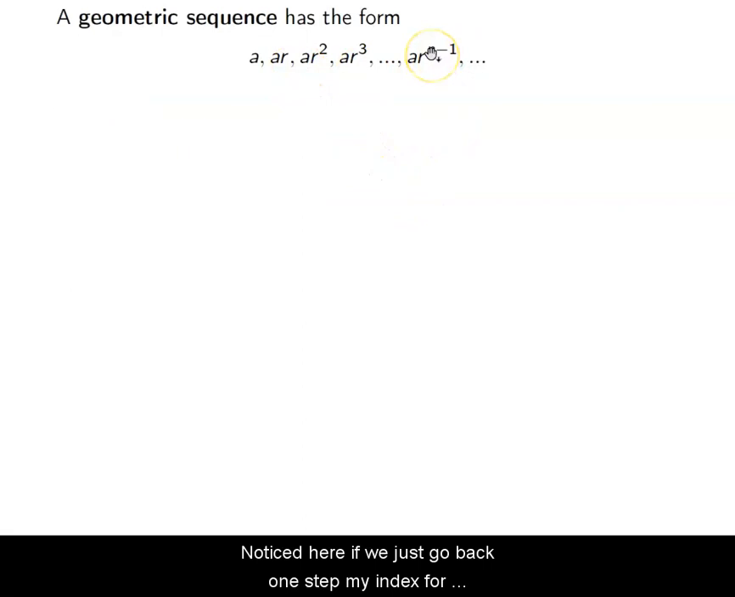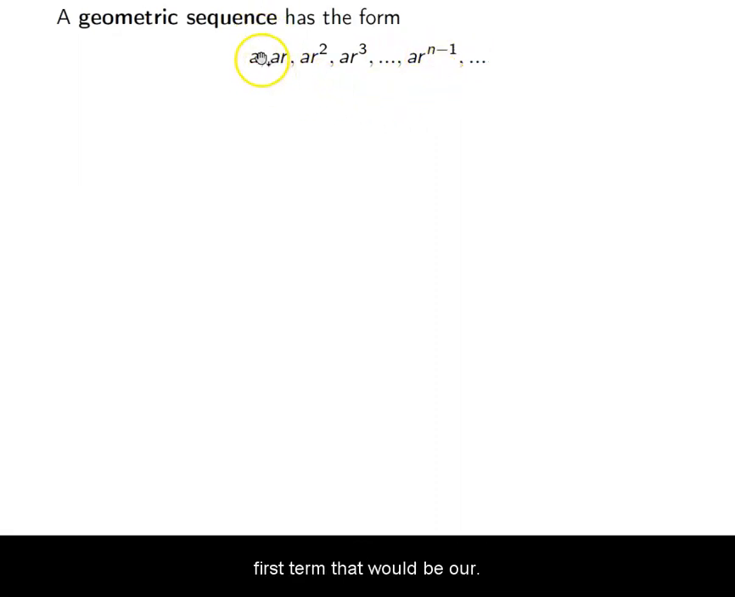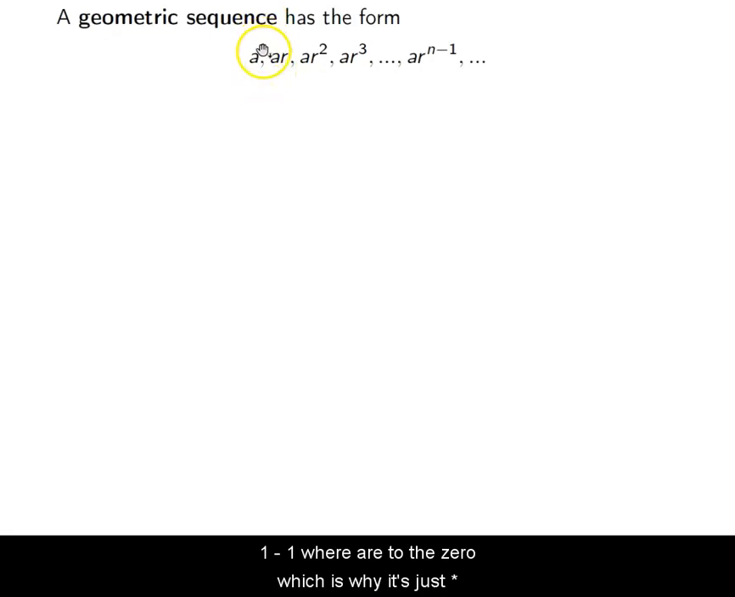Notice here, my index for my general term is n minus 1, and that's because on my first term, that would be r to the 1 minus 1, or r to the 0, which is why it's just times 1, just my value. So my index here, I need to have n minus 1.